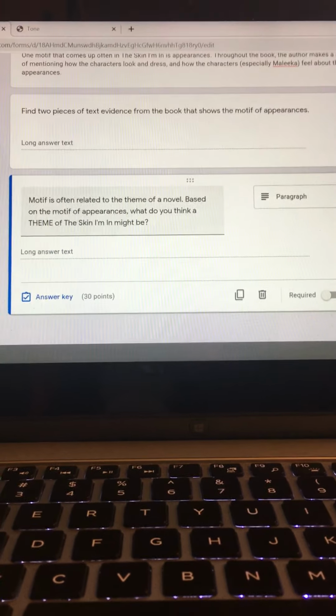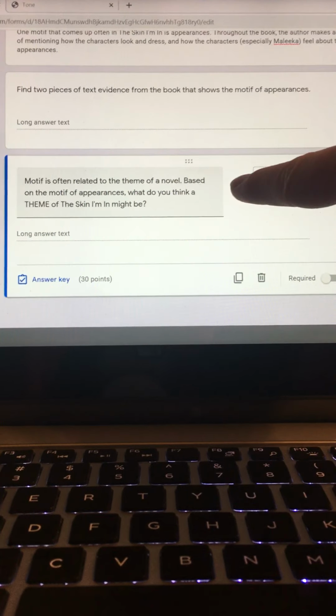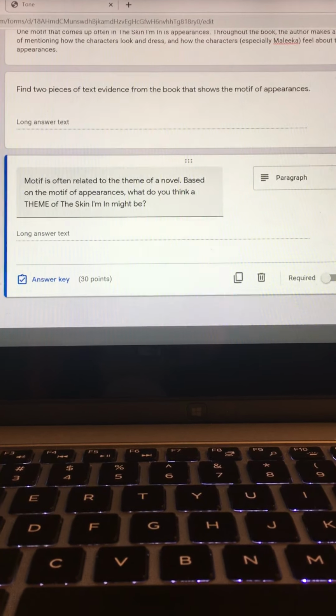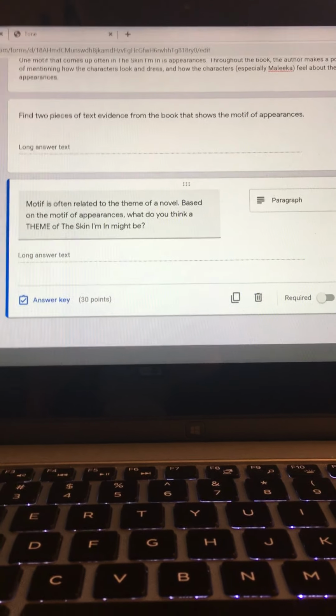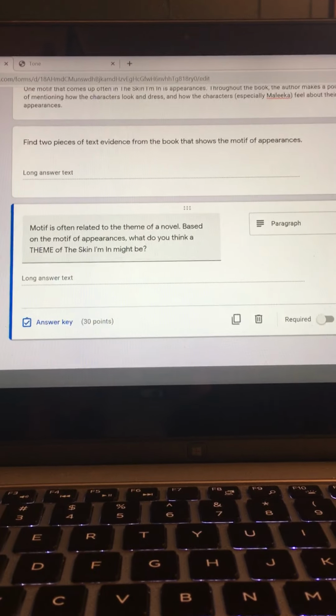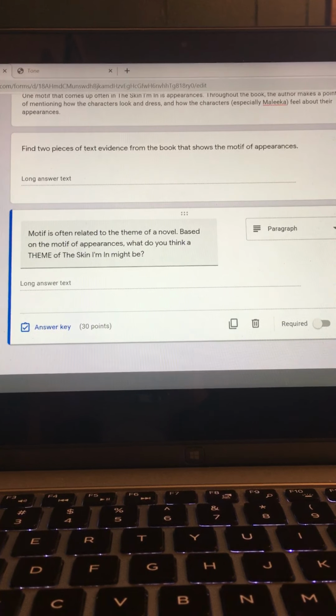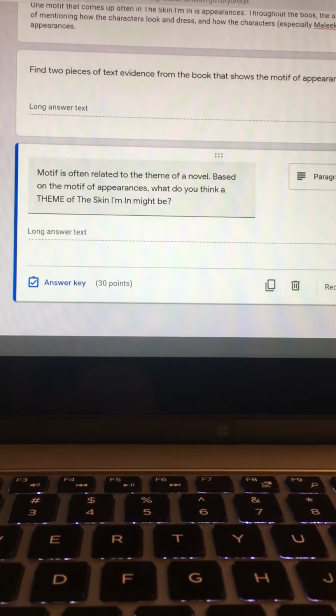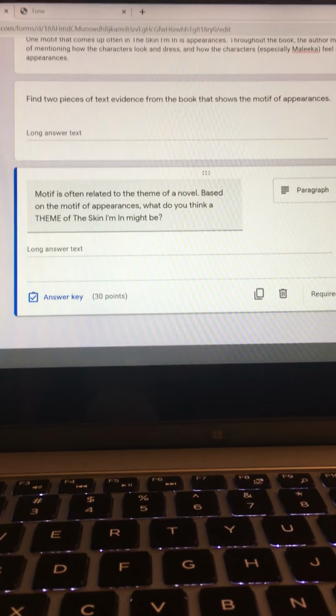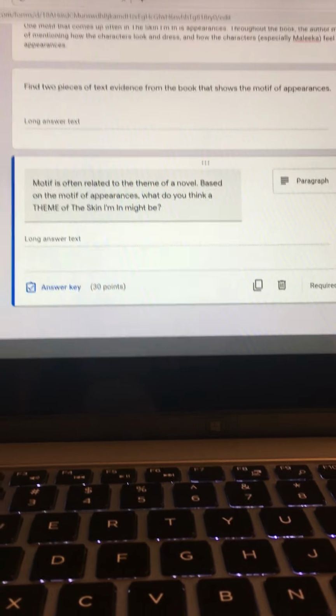Then your last question is going to be, motif is often related to the theme of a novel. Based on the motif of appearances, what do you think the theme of The Skin I'm In might be? So you're kind of saying if one motif is appearances, then what lesson might Malika learn by the end of the book about appearances? I think on this one you're going to make an educated guess.